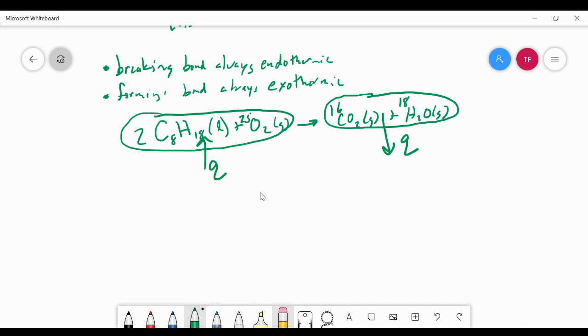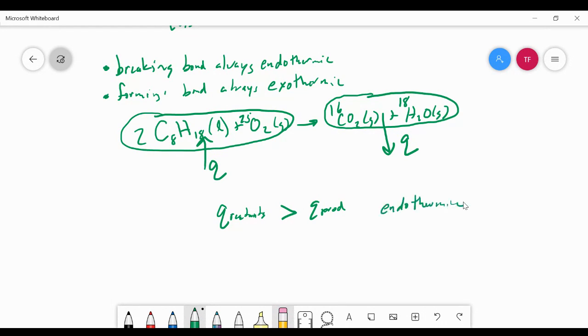So the question is, how do we know if this is going to be an exothermic or endothermic reaction if both things are happening, if it's both endothermic and exothermic? Well, the question is magnitude. Is the heat going into the reaction greater than or less than the heat coming out? If the heat going into the reactants is greater than the heat coming out of the products, then this is going to be an endothermic reaction.